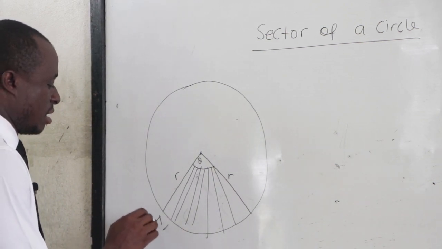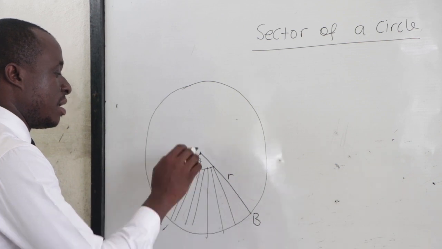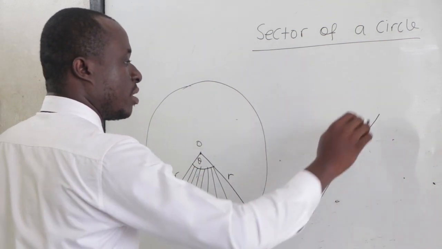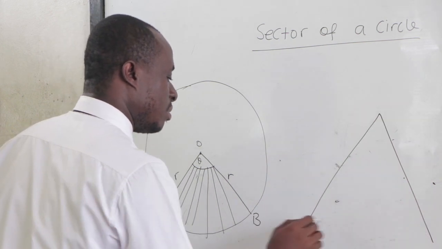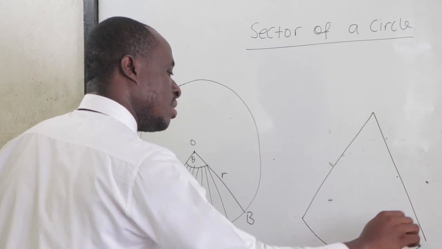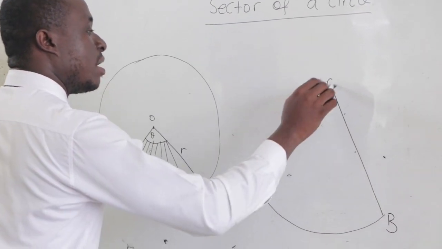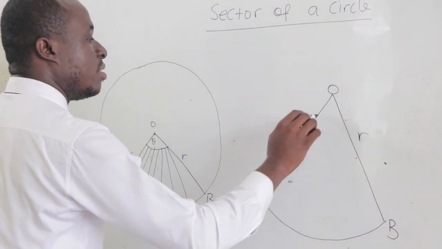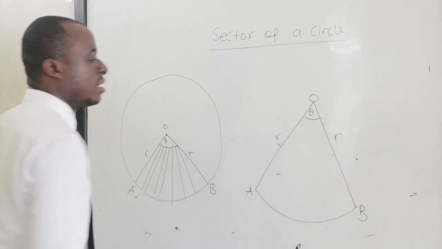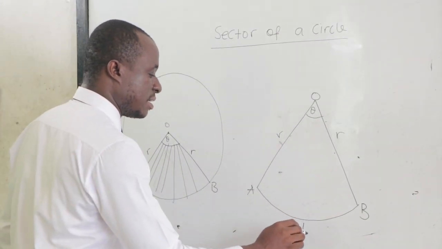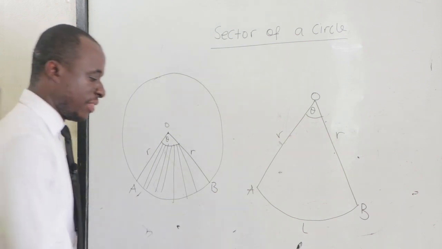Now let's name here A, let's name here B, then let's name here O. So clearly, what are we talking about? We are talking about this. Let's bring it out. We can see this is our A, this is our B, and then this is our O. This is the radius, and then the angle here is theta. This is L, we call it the arc length.